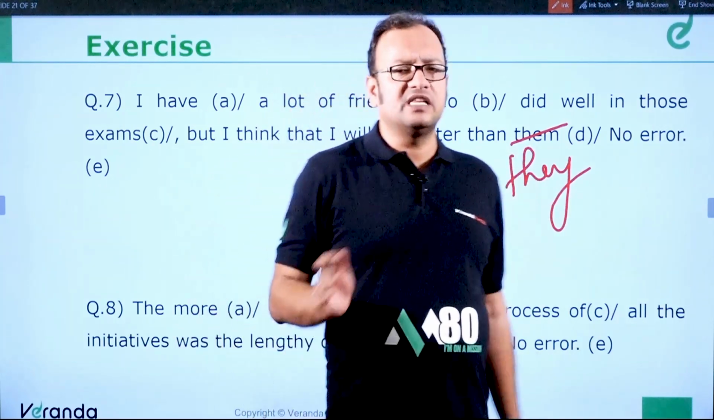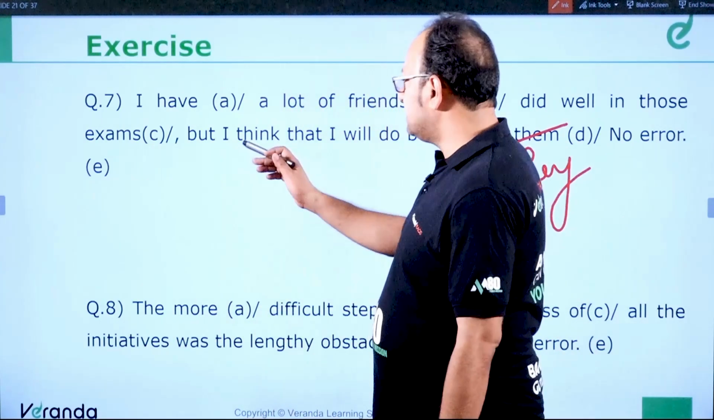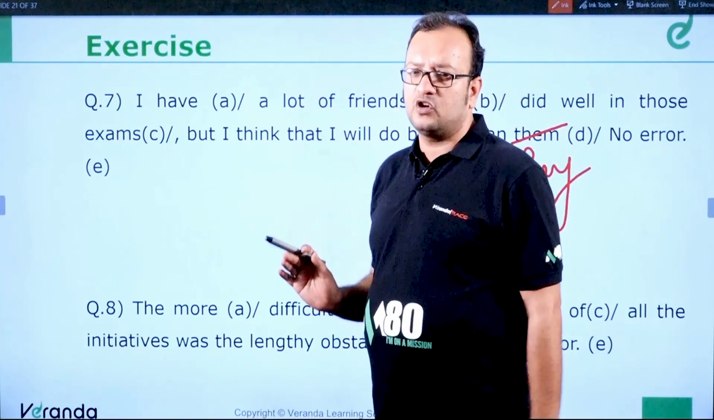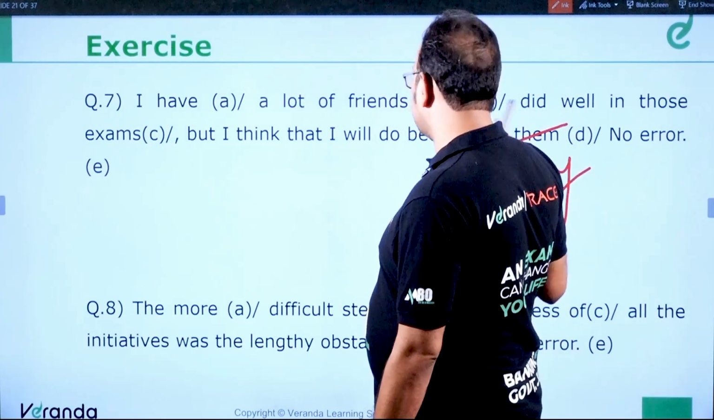It should be they. They or they are for that matter. Here in this case, that I will do better than they would. They will. This should be the correct use. Not they are, they will. Error was in part D.